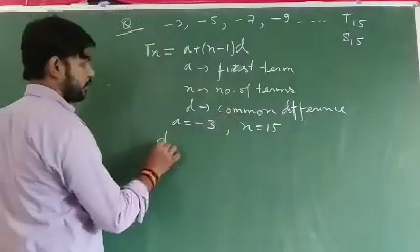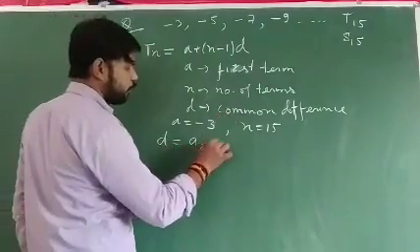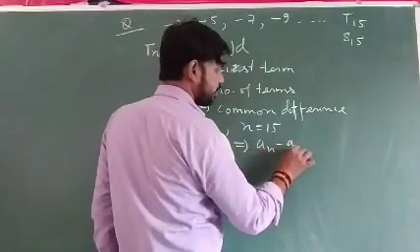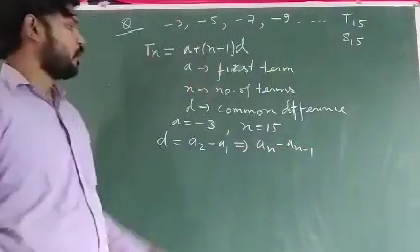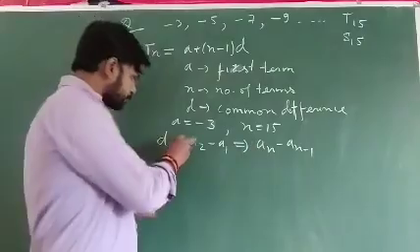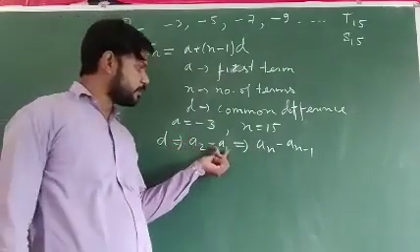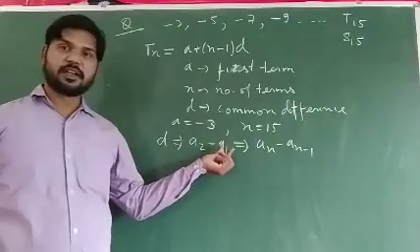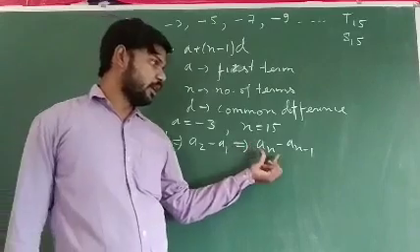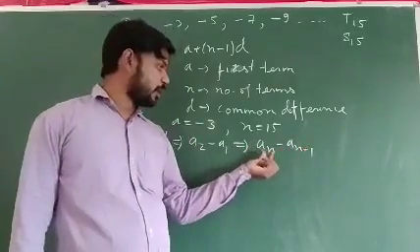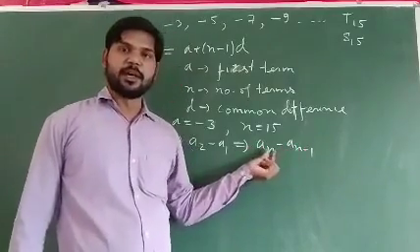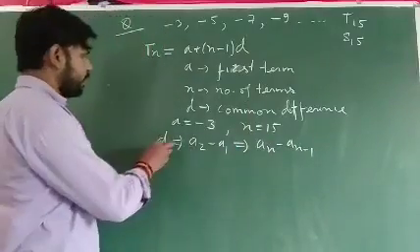How will you find the common difference? For common difference we need to find a2 minus a1, or you can say an minus a(n-1). That means from two consecutive terms we find the common difference, subtracting the predecessor from the successor. Suppose n equals 5, then a5 minus a(5-1), that is a5 minus a4. In this way you will find the common difference d.